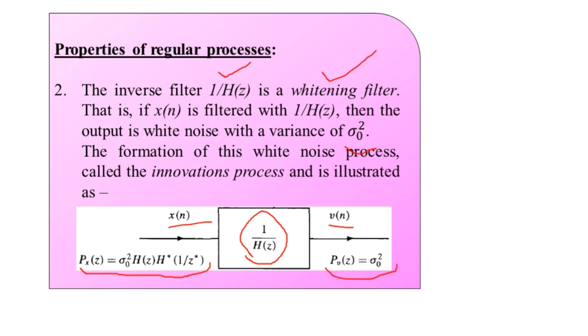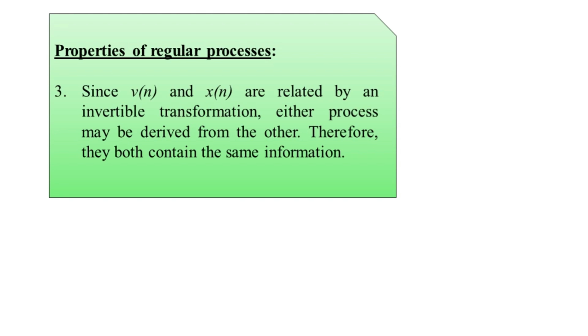Now the last property is that v of n and x of n, as discussed before, are related by invertible transformations. Either process may be derived from the other, therefore they both contain the same kind of information. So this is all with respect to the spectral factorization as discussed here.